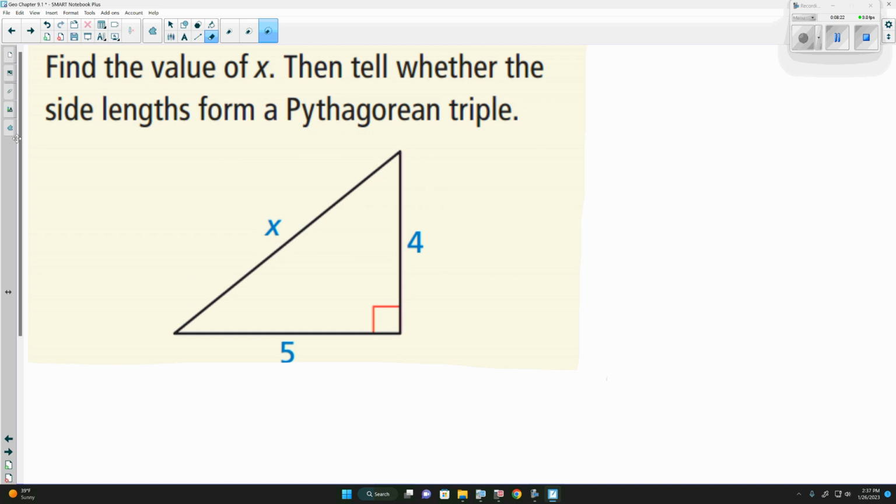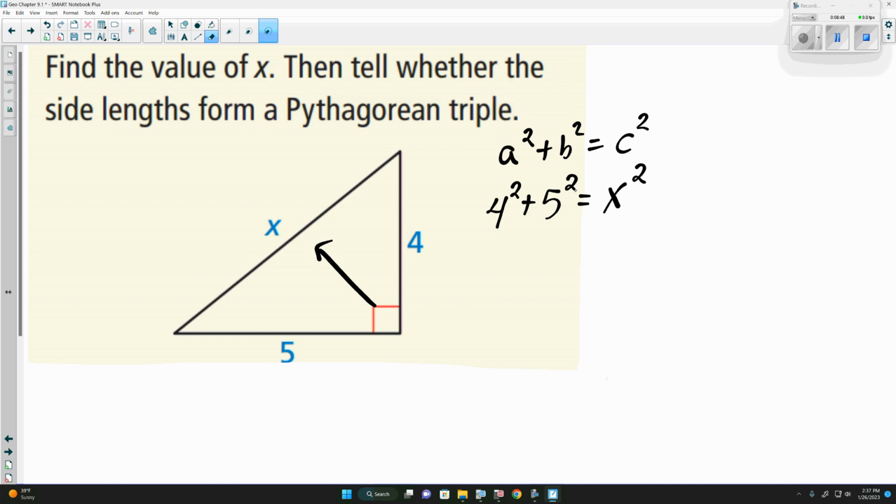So let's look at this one here. A squared plus b squared equals c squared. So x, is it one of the legs or the hypotenuse? Hypotenuse, and we know it's the hypotenuse because it's opposite the right angle. So x is going to be our hypotenuse. We take it in place of c. A and b are 4 and 5. So we have 4 squared plus 5 squared equals x squared.